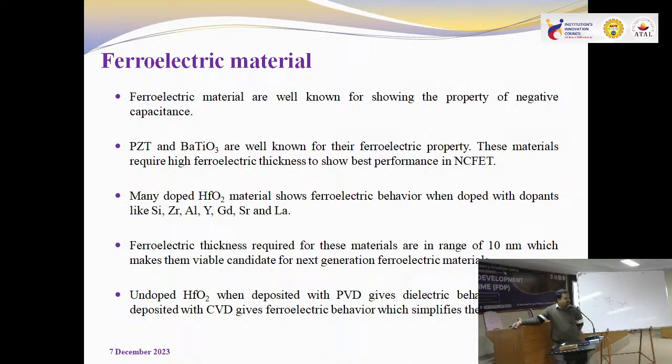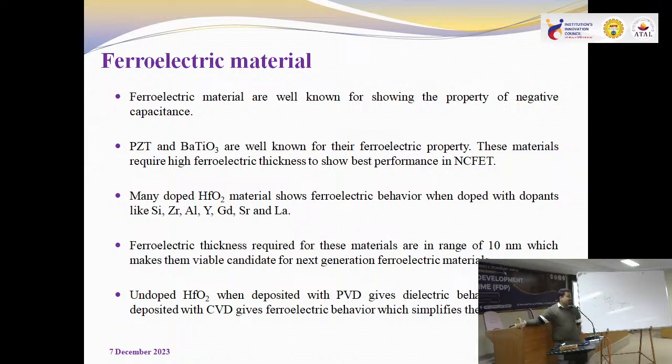HfO2 is hafnium dioxide. So if you are doping with these materials, it shows the property of ferroelectricity. And these doped HfO2 materials which I have noted over here require a thickness of 10 nanometers minimum.